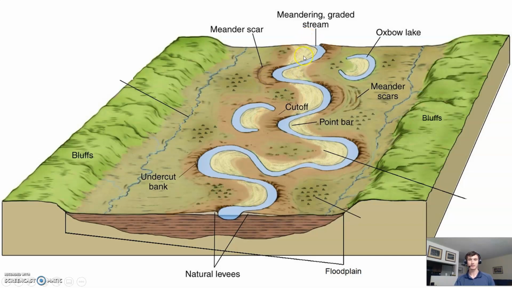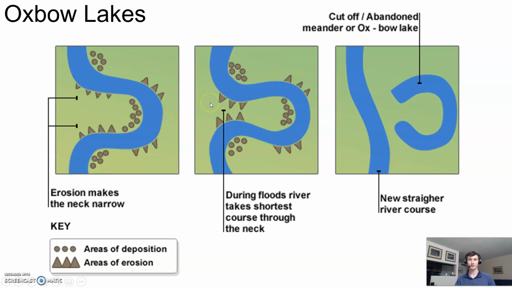So here is our meandering stream. We have oxbow lakes, we have little meander scars, similar in shape. You see the oxbow lake here, but a little bit less defined. We have our point bars, which we'll talk about in a bit. The cutoff, which separates the stream from the oxbow lakes, as well as these little natural levees here, and the big thing, the floodplain.